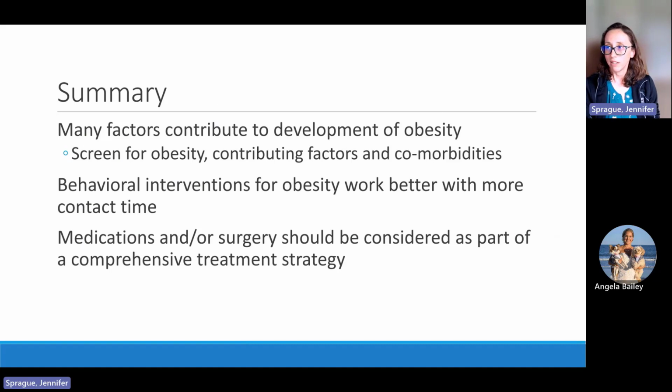So in summary, there are many factors that contribute to development of obesity. It's recommended you screen for obesity, contributing factors and comorbidities. Behavioral interventions for obesity work better with more contact time, and medications and or surgery should be considered as part of a comprehensive treatment strategy.